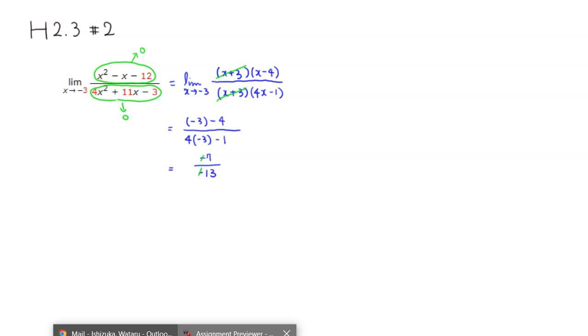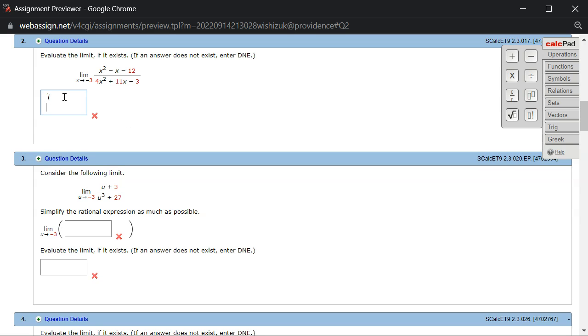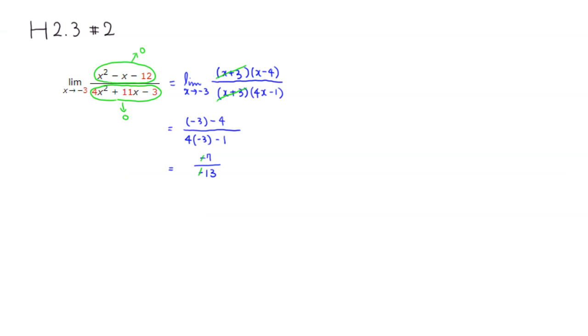So let's type it in. We found that to be 7 over 13. Let's check the answer. I came back and it looks like we got this one correctly. That's it. I hope that this was clear.